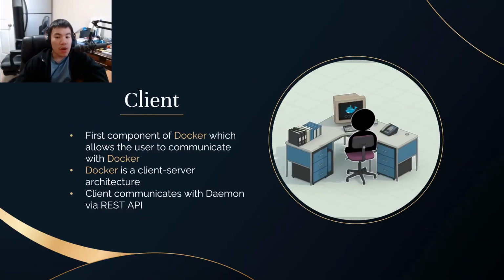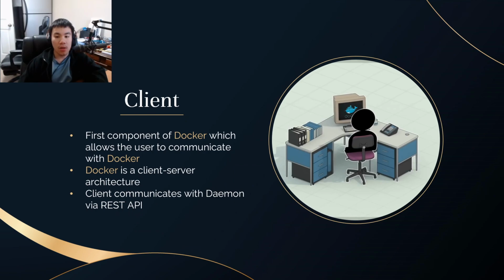The first component of Docker, which allows the user to communicate with Docker, is a command line interface utility called the client, which allows users to interact with the Docker daemon. The Docker client communicates with the Docker daemon via the REST API. It is a client server architecture, and therefore Docker can connect to the host remotely and locally. Whenever a user issues a command to Docker, the client sends the desired command to the host. If there are multiple hosts, the client is also able to interact with multiple hosts.